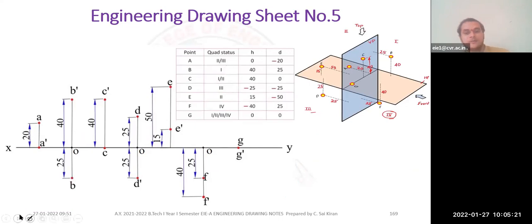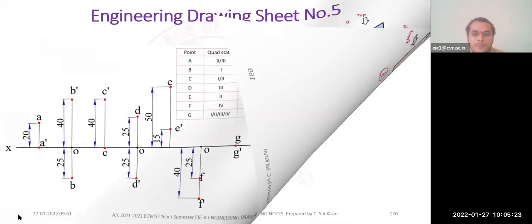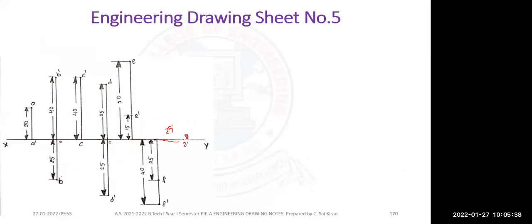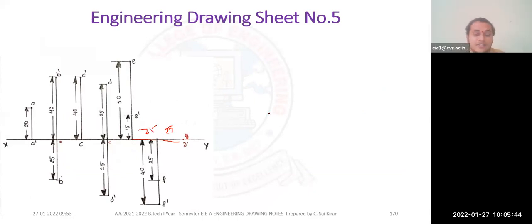So I'm going to the next problem. This is what your seniors have drawn. They forgot the G point. At this point, same point, you have to write G and G dash, and make sure that the distance is 25. You are maintaining the distance 25 between these points. Sir, is below the line negative? No, it depends on whether H is positive or negative.